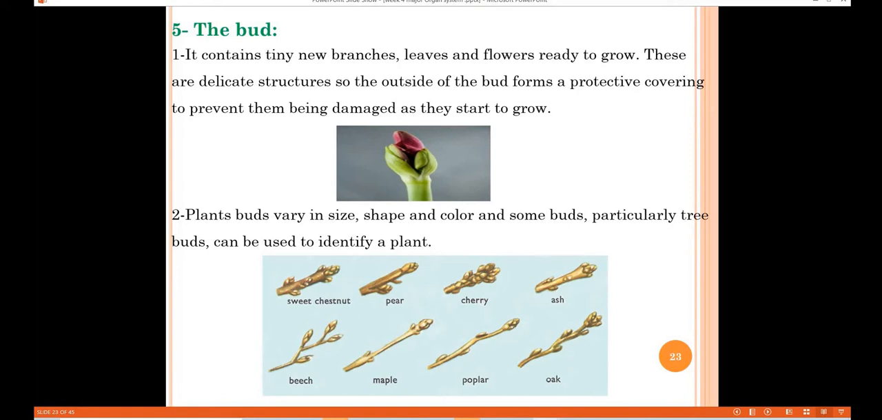It contains tiny new branches, leaves, and flowers which are ready to grow. And these are delicate structures, so the outside of the bud forms a covering to prevent them from being damaged as they start to grow. So you can see all of the buds have the sepals outside them. That is a protective covering of green-colored leaves which are folded. And as and when the bud blooms, you can see the bud either growing into a flower or a fruit. Anybody has a question?